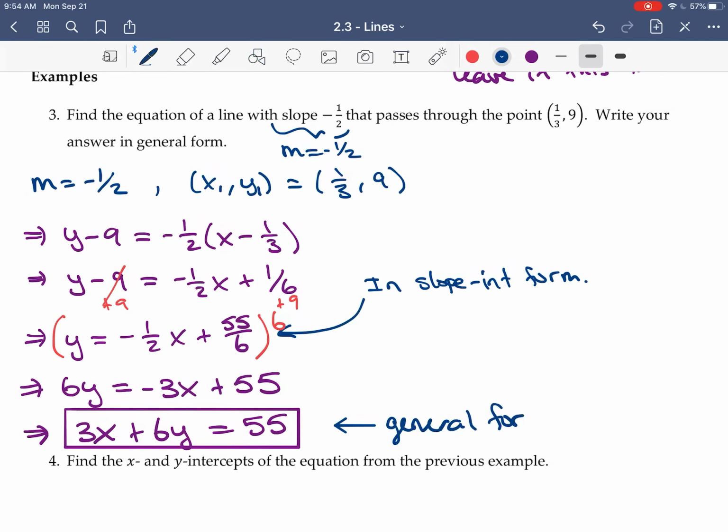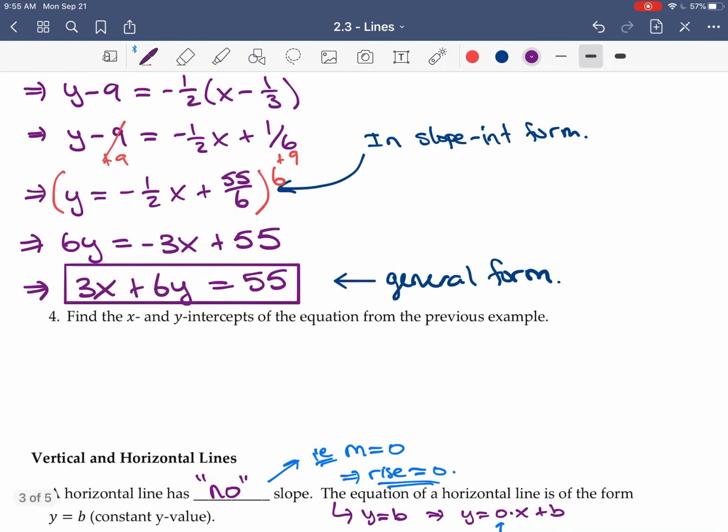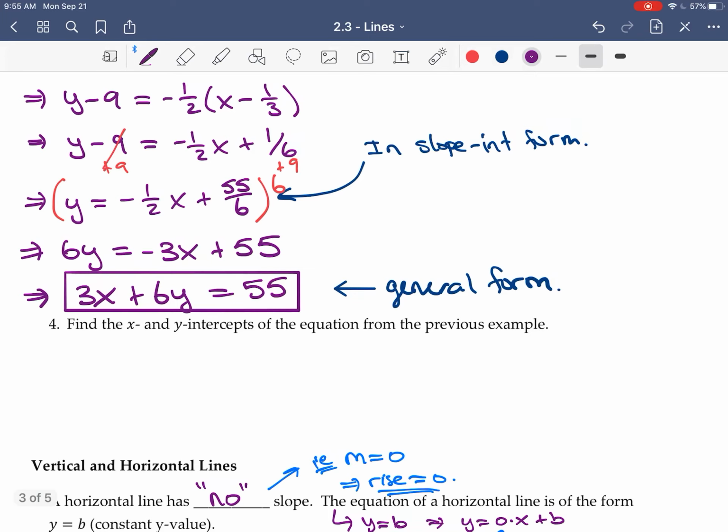Okay, so you just have to kill off all the denominators that are present and then move all the variables to one side, all the constants to the other. Now, if we wanted the intercepts, the y-intercept we know because we saw it in slope-intercept form. The y-intercept is when x is 0, and we know that the b value here was 55 over 6. So that's going to be my y value there.